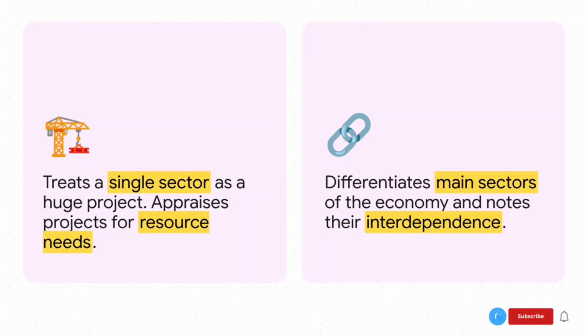On one hand, you have single sector models that might look at, say, the entire steel industry as just one big project. But the complete main sector model is a lot smarter. It understands that the steel industry needs coal from the mining sector and power from the energy sector. It's all about seeing the connections, that crucial interdependence between different parts of the economy.